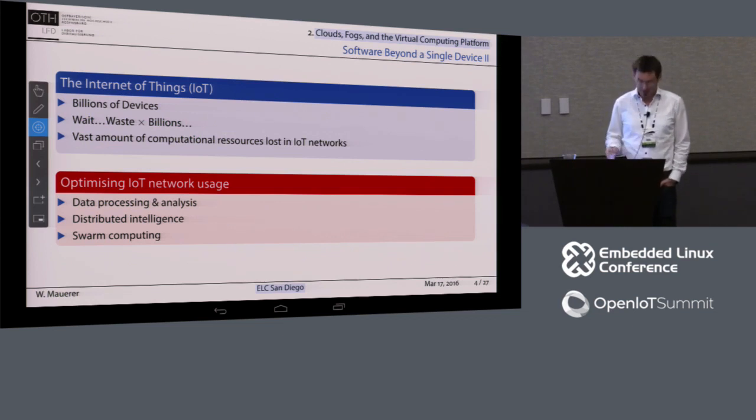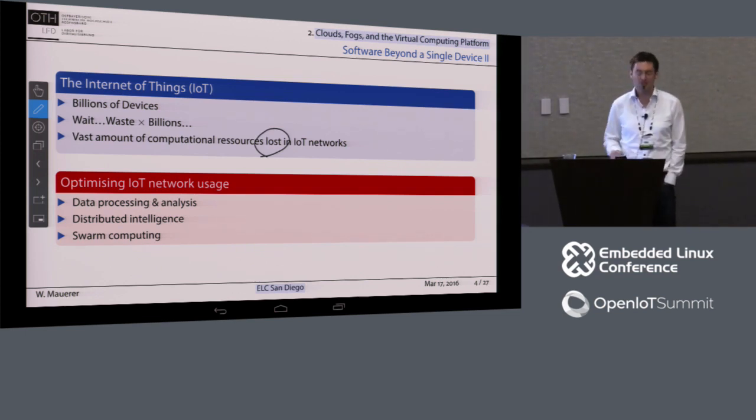This will get very bad if the predictions for the growth of the Internet of Things really become true, because we will have billions of devices, and if each of these devices wastes even a small fraction of its computational capabilities, we will have waste times billions. Even if the waste is small, multiplied by billions it's still going to be quite a lot of waste. So you could say there's a vast amount of computational resources lost in Internet of Things type networks. That's the negative way of viewing things.